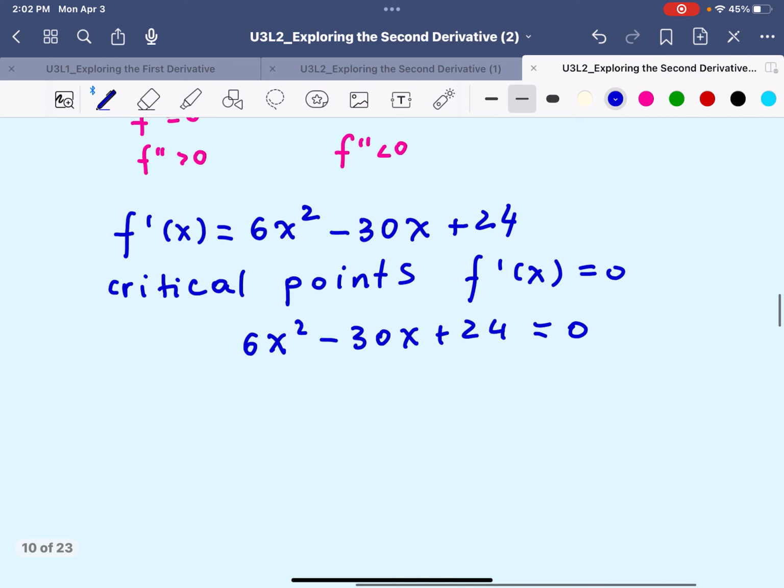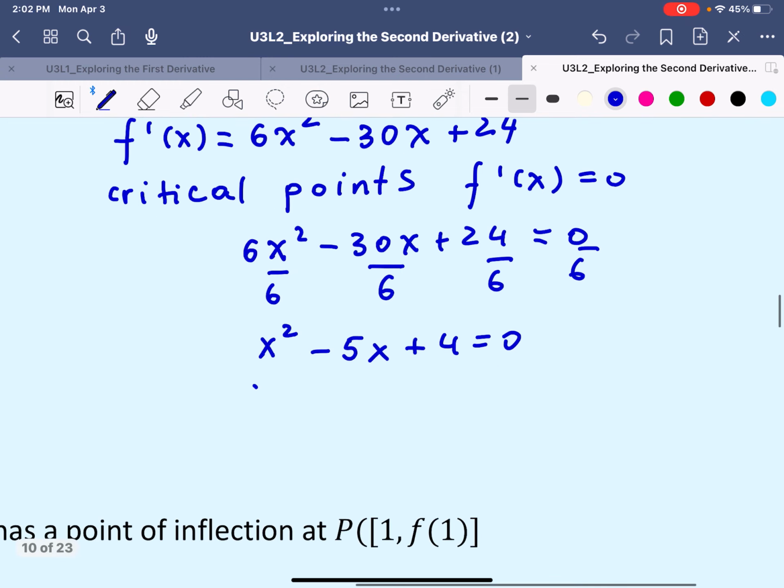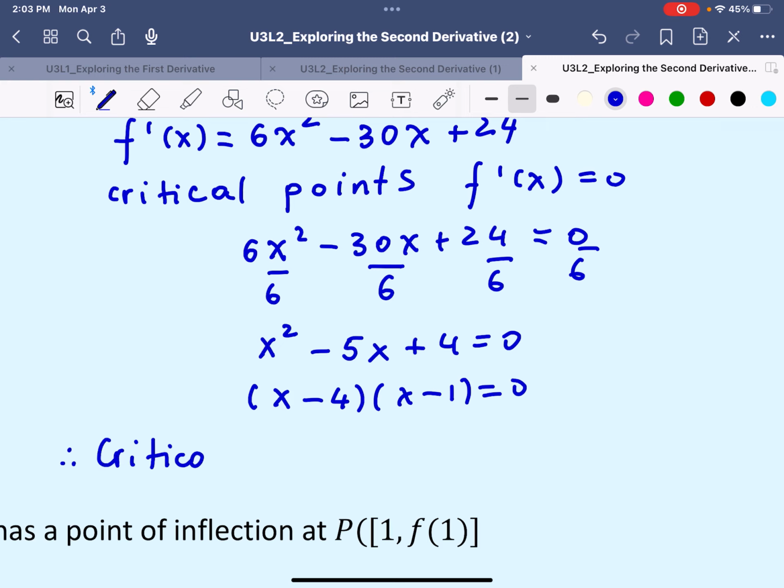So let's see if we can factor this. First I will try to simplify or reduce the coefficients. We have a common factor of 6 throughout the equation. So divide every term by 6 and then we get x squared minus 5x plus 4 equals 0, since 24 over 6 is 4. It seems that we should be able to factor this, so (x minus 4)(x minus 1) equals 0. Therefore, we'll say that the critical points are at x equals 4 and x equals 1.